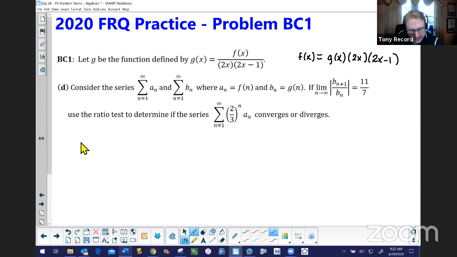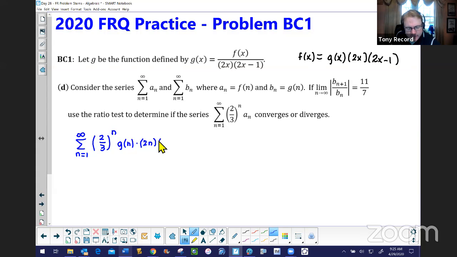So what I'm going to do first of all is get a better handle on this new series that they've provided. Let's rewrite this summation from 1 to infinity of (2/3)^n times a sub n. But I know that a sub n is just f of n, and if I slightly manipulate this equation up here and solve it for f of x, I would have f of x equal to g of x times (2x minus 1). All I'm going to do now is replace those x's with n's to get this looking a little bit more like a series in n, and I have something along the lines of this.